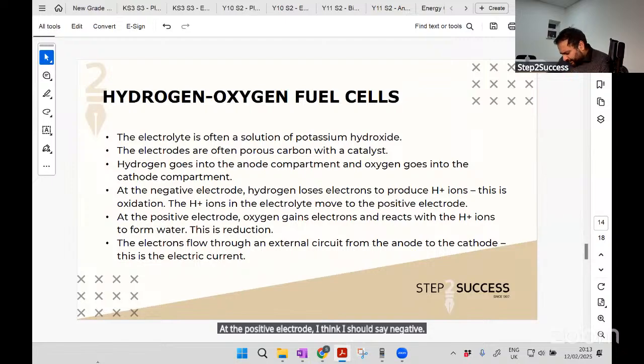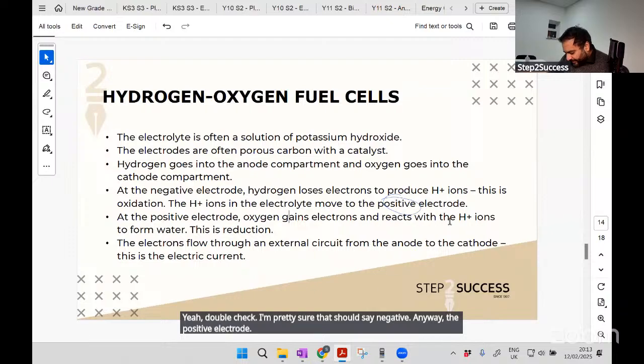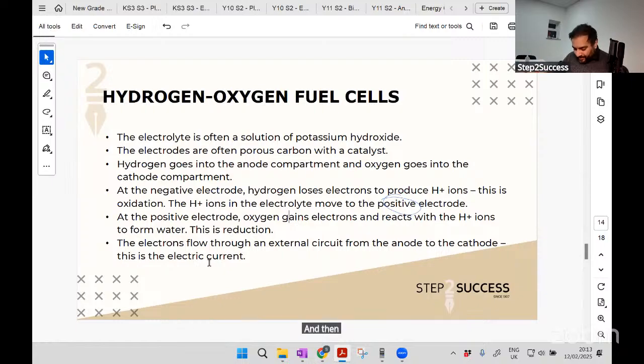Yeah, I'll double check. I'm pretty sure that should say negative. Anyway, at the positive electrode, oxygen gains electrons and reacts with the H plus ions to form water. This is reduction. Again, reduction is gain, oxidation is loss. Try and remember OIL RIG. And then because we've got ions now, we basically get electric current flowing.